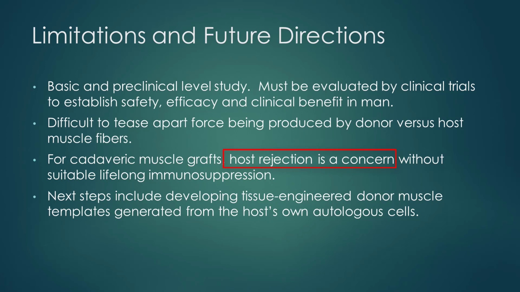If cadaveric human tissue is transplanted into a living host, there is a concern of host rejection, and therefore lifelong immunosuppression will be needed. To overcome this limitation, the Roche Lab is working on developing engineered muscle tissue that can be generated from the host's own cells, which are known as autologous cells.